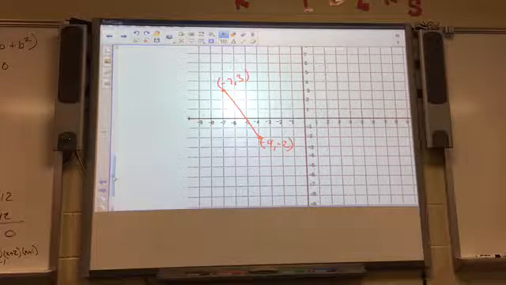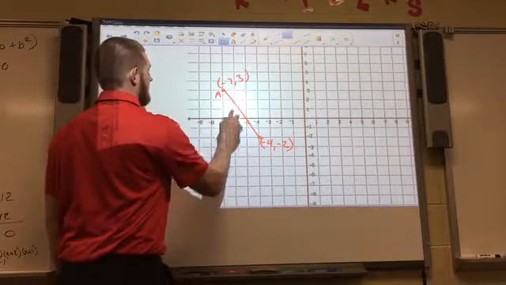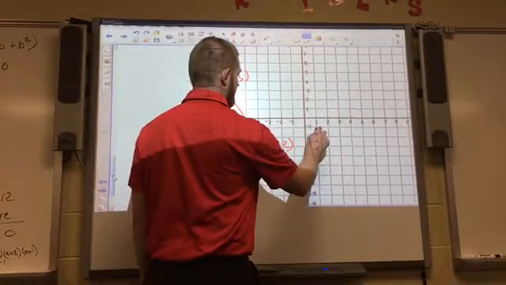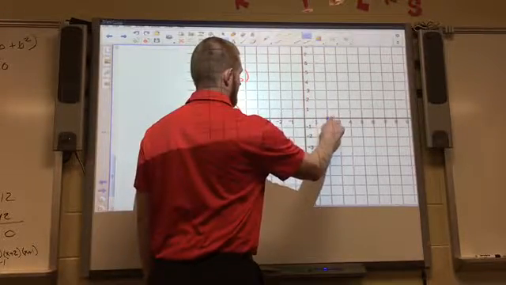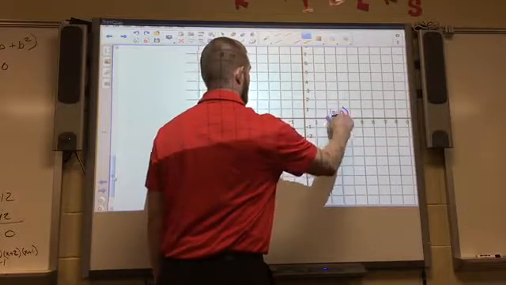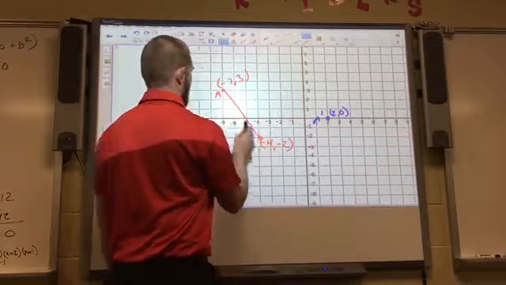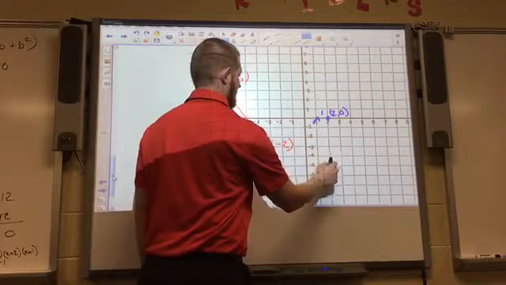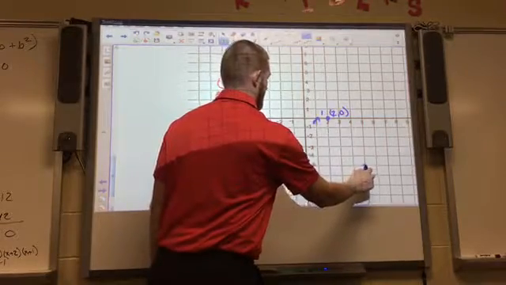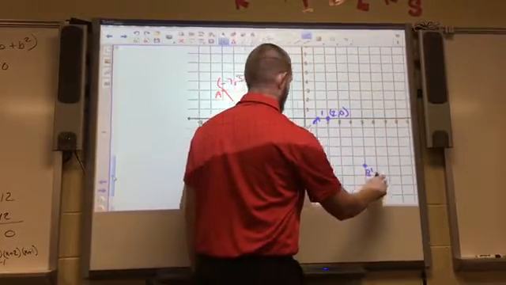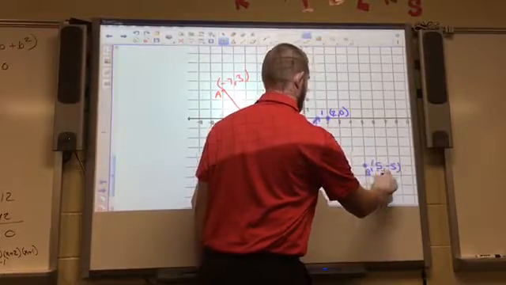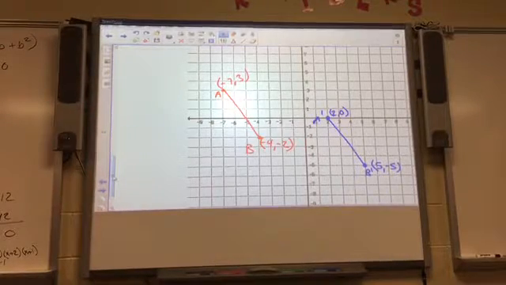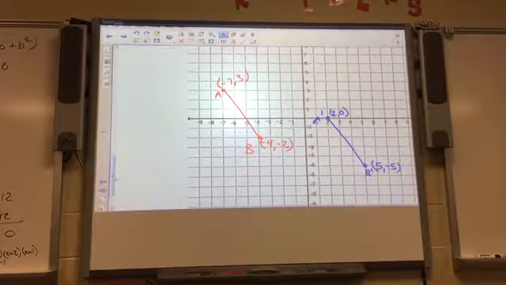Okay, so I take that. This is A. This is B. Okay, and then I shift that over here. Let's put it here. So I have 2, 0, which is going to be A prime. And here I have B prime at 5, -5. Okay, so I took this segment and I shifted it over, and I shifted it down, right?